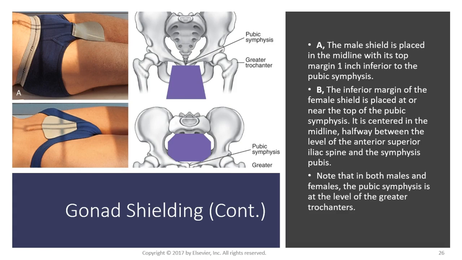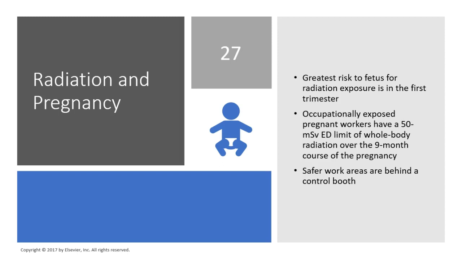Anyway, radiation in pregnancy. There is greater risk to the fetus from radiation exposure in the first trimester. We do everything we can not to radiate that baby in the first trimester. The cells are growing really, really fast, and if you hit the DNA of one of those cells and it reproduces incorrectly, you've got a problem.